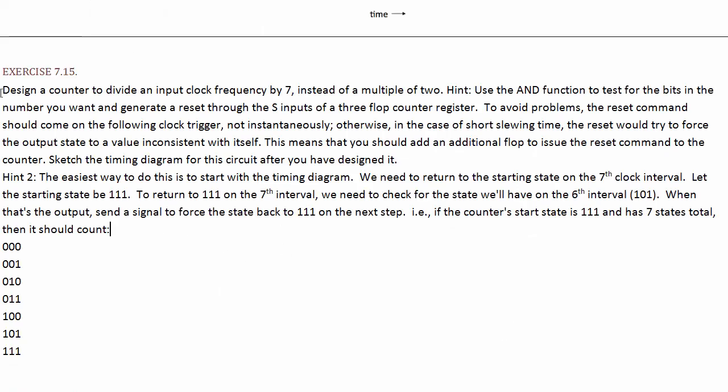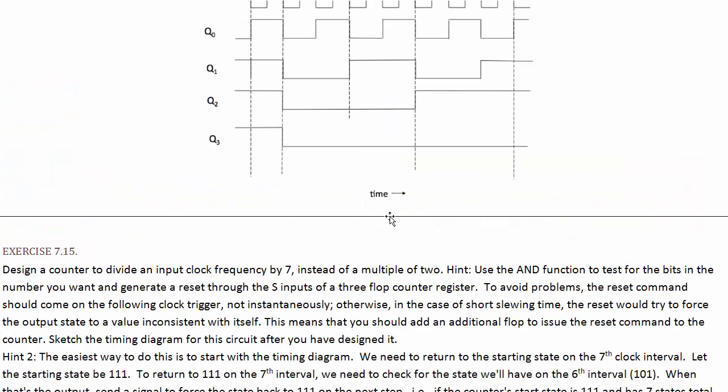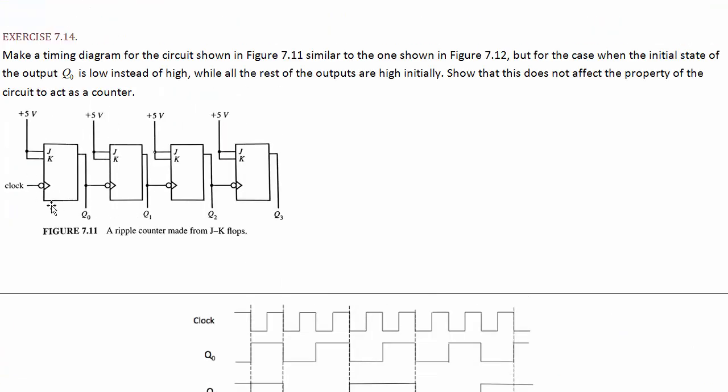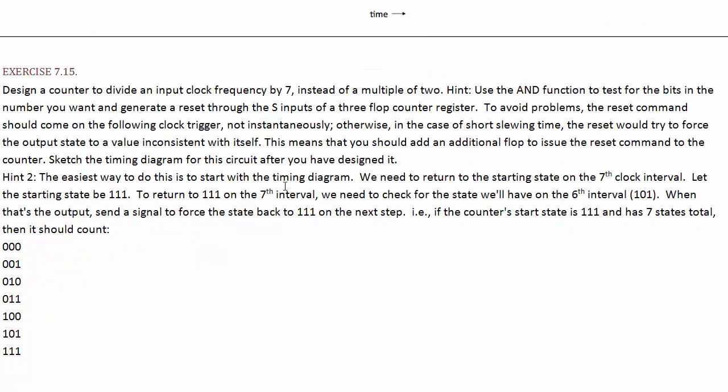Okay, this is a pretty difficult one. Design a counter to divide an input clock frequency by 7 instead of a multiple of 2. So the ripple counter, if we were to just take the output of this, we'd be dividing the clock frequency by 2. If we took the output from this one, it divides the clock frequency by 4. The output from this one divides it by 8, and the output from this one would divide it by 16. But how could we get it to divide by 7 instead of a multiple of 2?